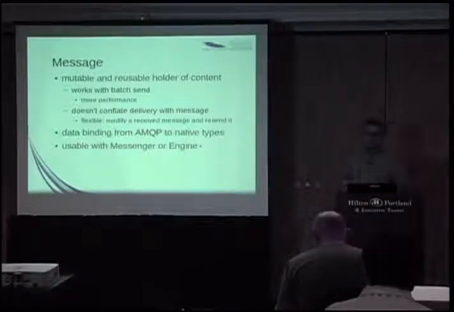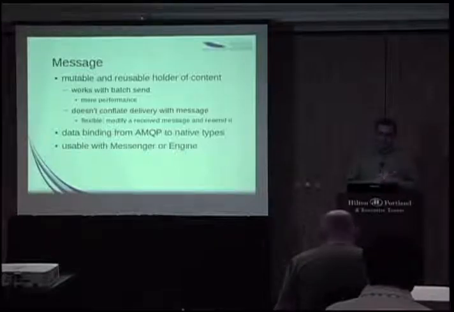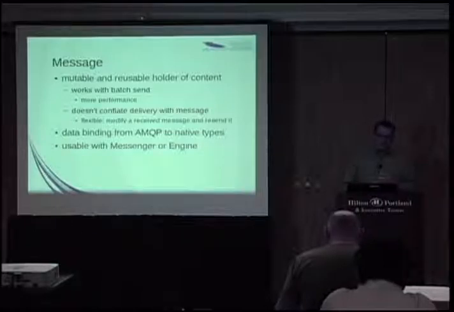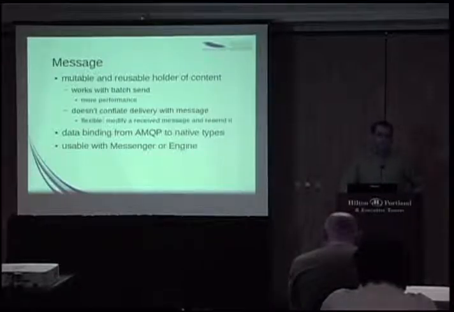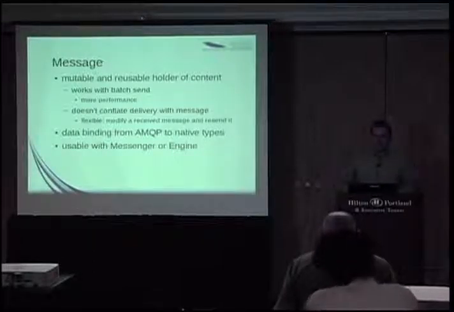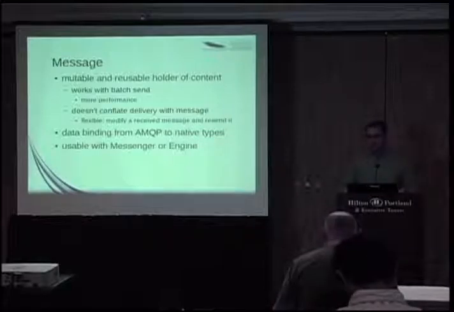As I mentioned before, message is a mutable and reusable holder of content. This works well with the batch send, and it doesn't conflate the notion of a delivery and a message. As I mentioned before, you can modify a received message and resend it. It also supports automatic data binding from AMQP to native types. So you can stick a Python dictionary in as the body. It will come out in JMS as a map message, or come out in Ruby as a hash. And it's decoupled because it basically is just an authoring tool. It's a way to author a chunk of bytes, and you can use that chunk of bytes with Messenger. You can use that chunk of bytes with the engine itself.